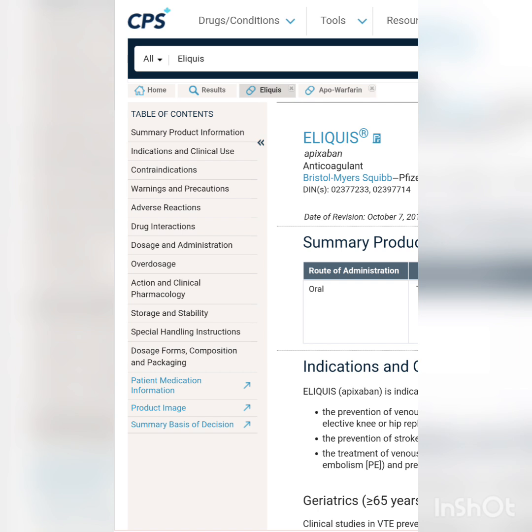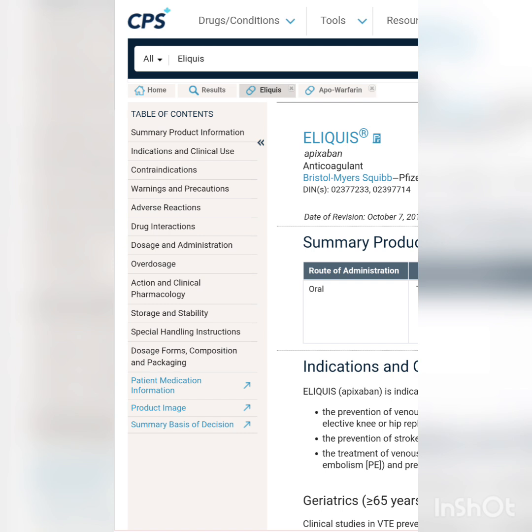of these topics. So looking at the table on your left, you will be able to see that the first topic in any monograph is usually the summary of the product information in terms of what forms that medication is available in. Is it oral? Is it injectable? All of those ideas. The second is indications and clinical use. The third is contraindications. Then comes warnings and precautions. Then is adverse drug reactions. Then is drug interactions. You see dosage and administration after that, overdosage, action and clinical pharmacology, storage and stability, special handling directions, and dosage forms, composition, and packaging. So these are the most common topics that are covered for most monographs for most drugs in the CPS.